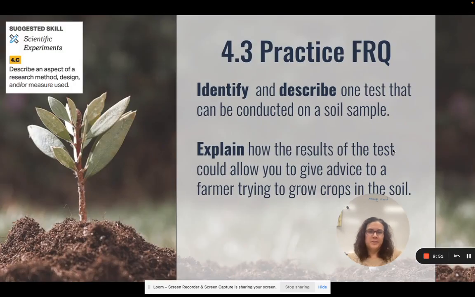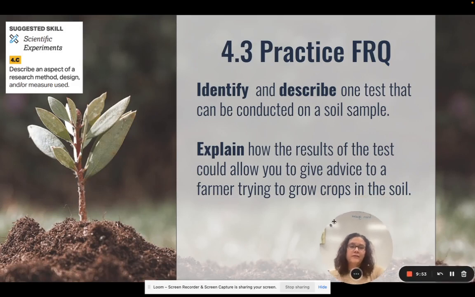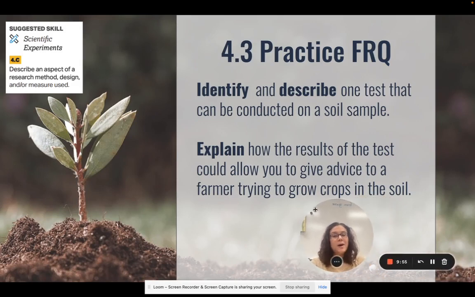I'm skipping all this because we're talking about it in class. All right. So your FRQ is due on Friday. I want you to describe one test that can be conducted on a soil sample and explain how the results could help you give advice to a farmer. If you're struggling with this one, do the best you can. I'm going to probably have you revisit this after we do the soil lab in class.